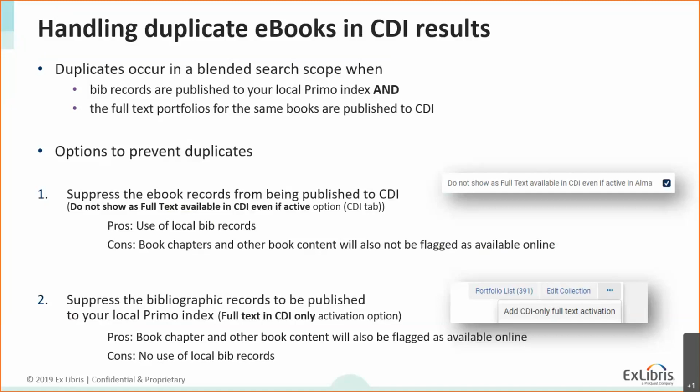So this is one of the main use cases for which we introduce these options of controlling whether it should appear in Alma, whether it should appear in CDI, and so forth. So giving you this granularity of control. Again, in most cases, you don't need this. In most cases, you have it active in Alma, it's published to CDI, and it's available online for you. Single activation. You do it in Alma, it's available in CDI.